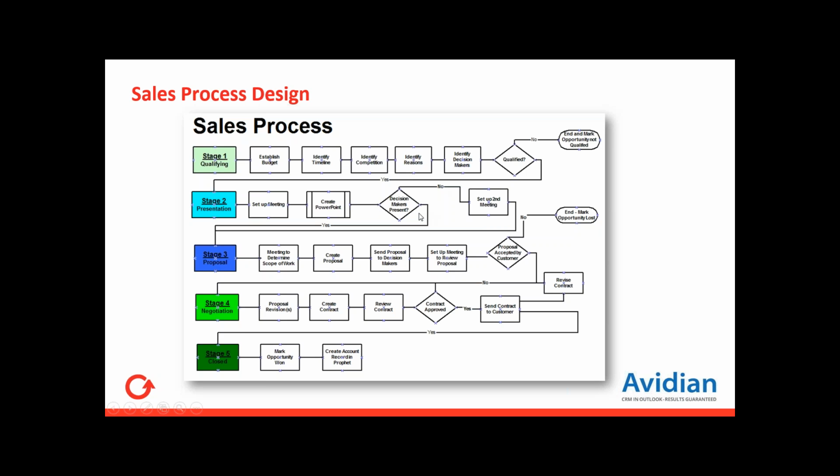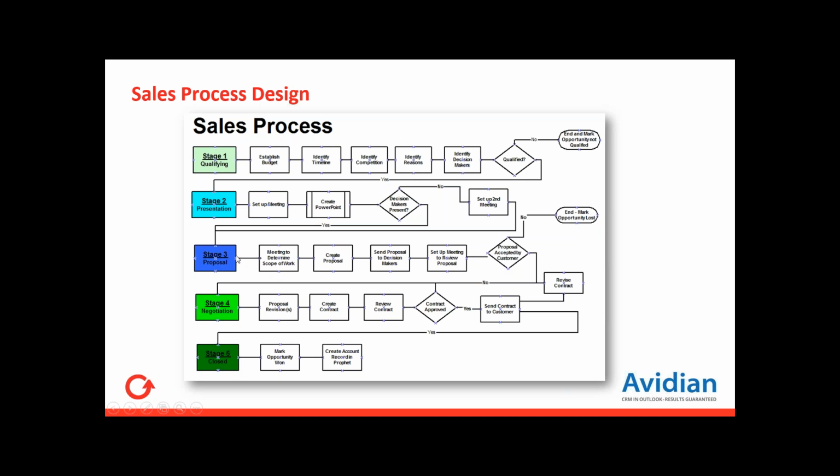If the decision makers are present, you move to stage 3. In this example, that's proposal stage. You've shown them your product or service. Now it's time they've requested a quote or a proposal. You might have various steps involved in creating this proposal, such as defining who you're going to work with, what's the scope of work, create the actual proposal document, send it to them, and so on.